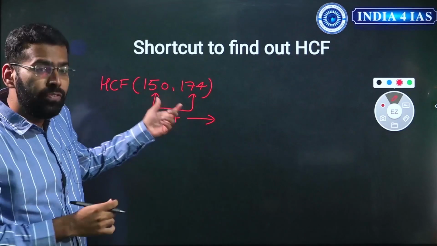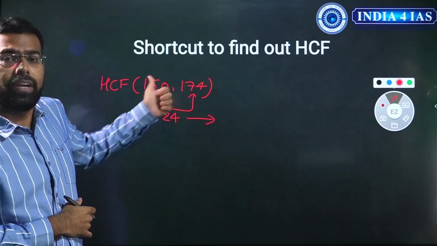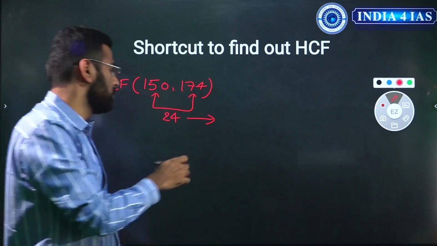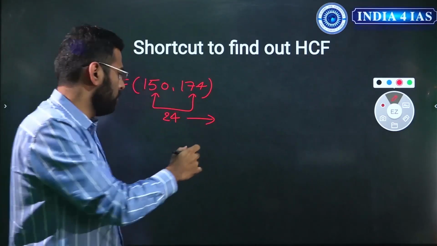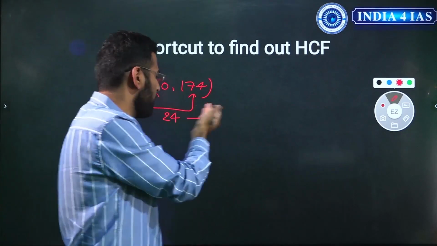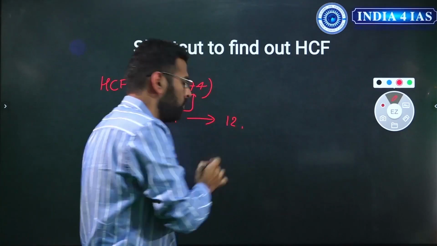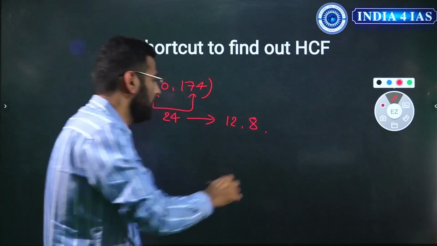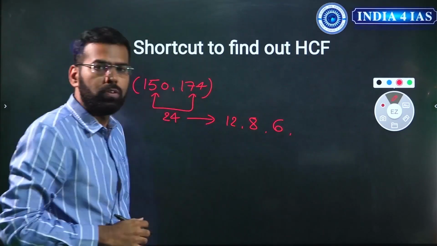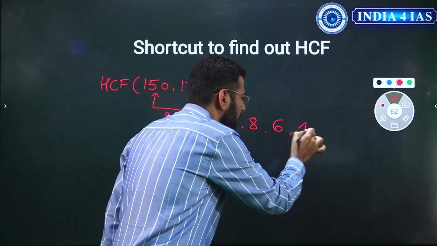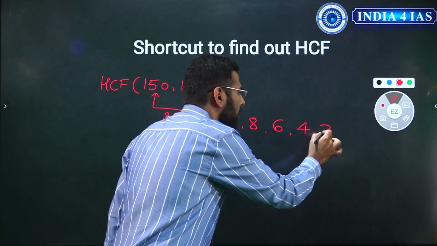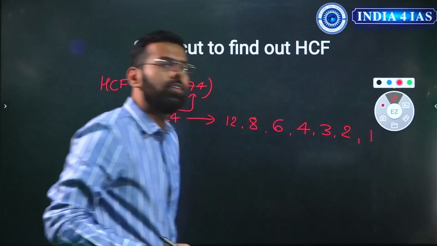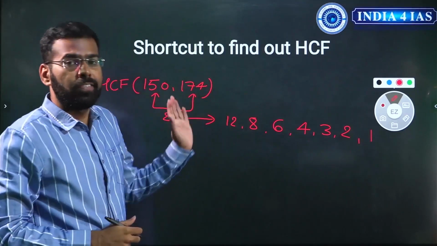When the difference between the given numbers does not divide the given numbers, then you have to check the factors of this difference. In descending order, what are the factors of 24? After 24, 12 will divide 24. Then 8 will divide 24. Then 6 will divide 24. Then 4, then 3, then 2, and 1 will also divide 24. Now, you have to check for all of these.